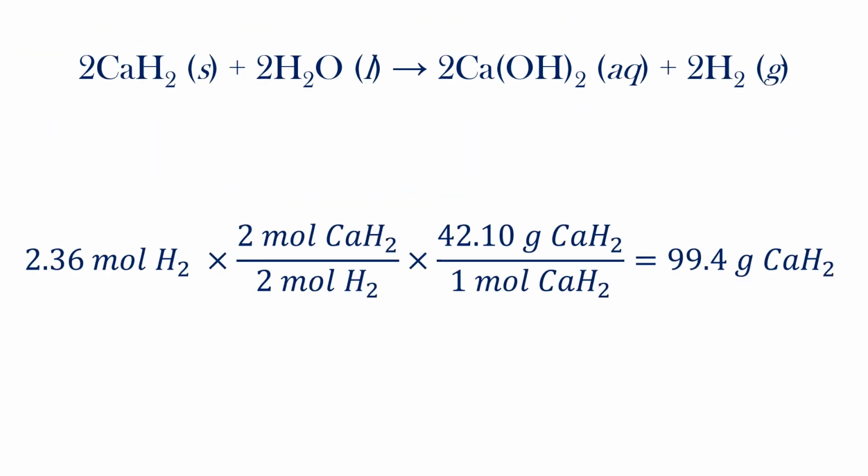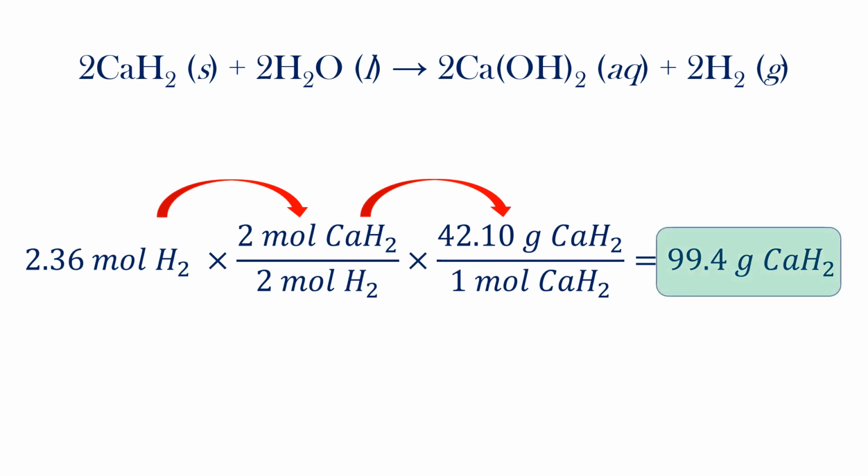Next, I have to convert to the mass of calcium hydride. In the first step, moles of hydrogen are converted to moles of calcium hydride. In the second step, moles of calcium hydride are converted to grams of calcium hydride using the molar mass. 99.4 grams of calcium hydride is required to yield 76.8 liters of hydrogen gas at 0.750 atmospheres of pressure and 25 Celsius.